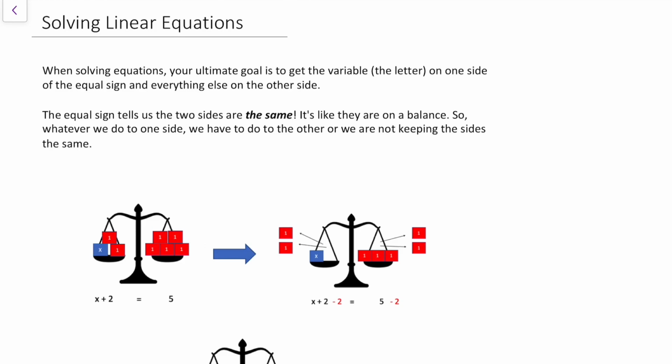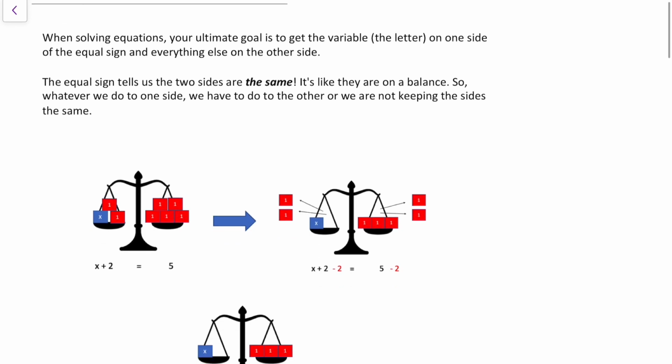You can almost even think of the letter as like a question mark. What number would go there in order to make that a true math statement? The equal sign tells us that the two sides are the same. It's like they're on a balance. So whatever we do to one side, we have to do to the other in order to keep the sides balanced.